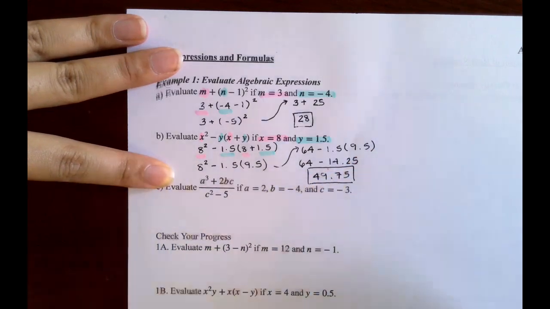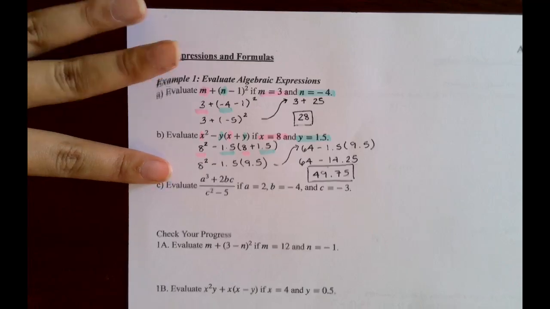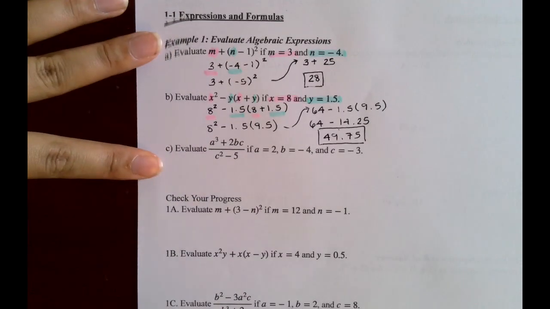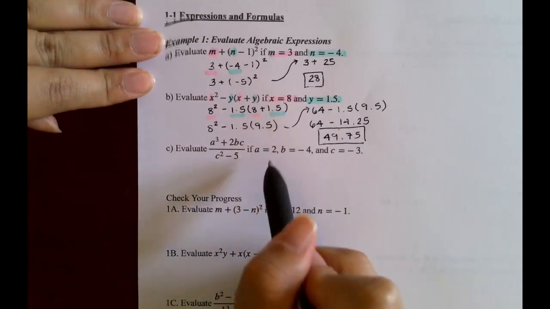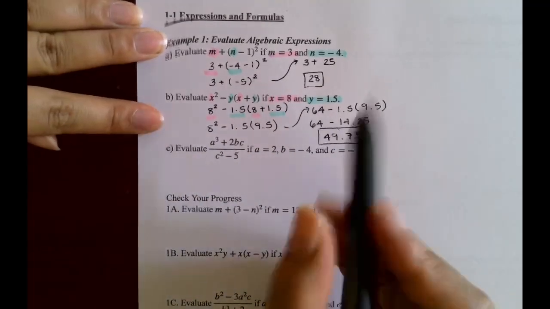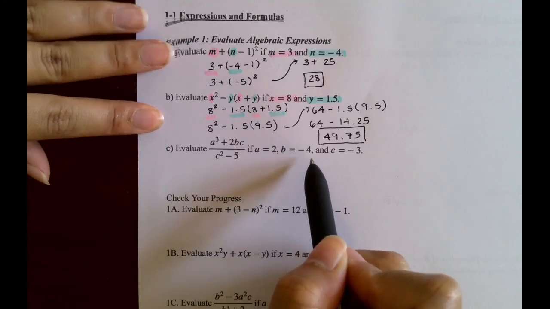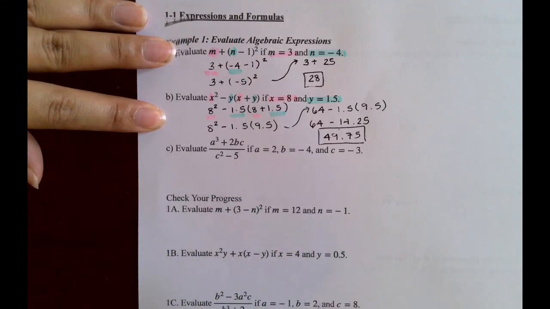And there you go. And then the last part of example 1. This time I have an A, B, and C. Wherever A is, I'm replacing it with a 2. Wherever B is, I'm replacing it with a negative 4. And wherever C is, I'm replacing it with a negative 3.